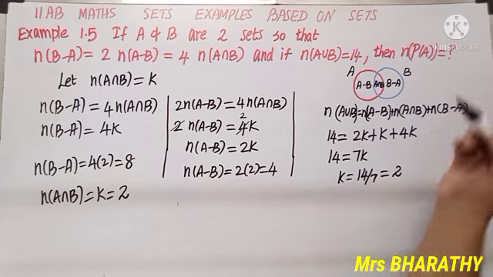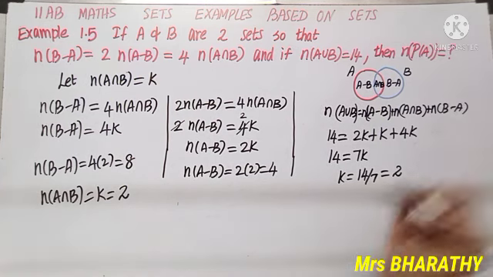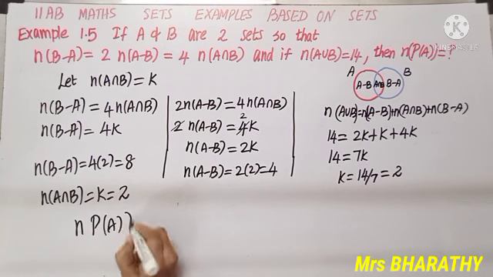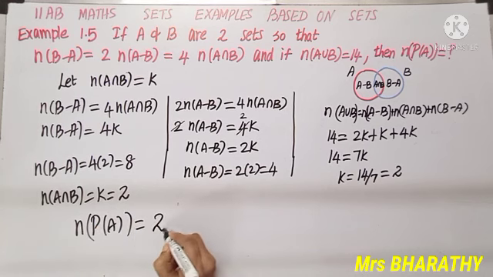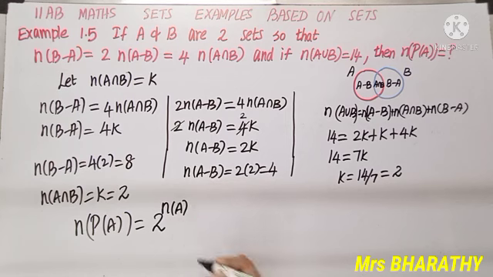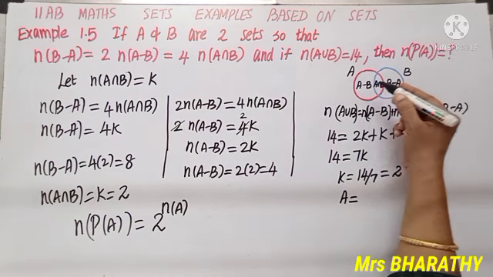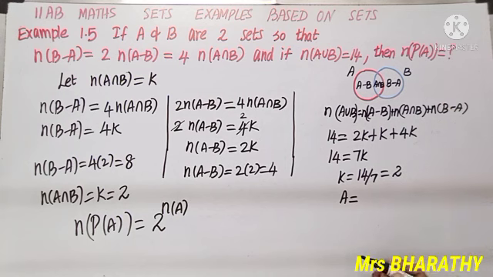What is my question? n of P of A. So, I want n of P of A. The formula is 2 power n of A. But how to get A? So, let us proceed. What is A actually? A minus B union A intersection B.